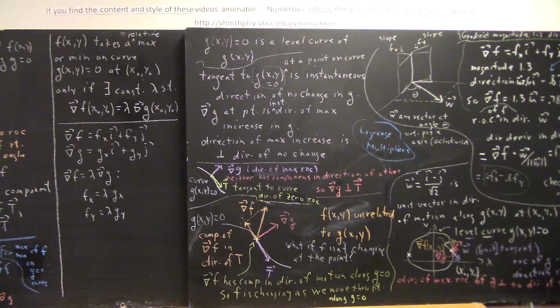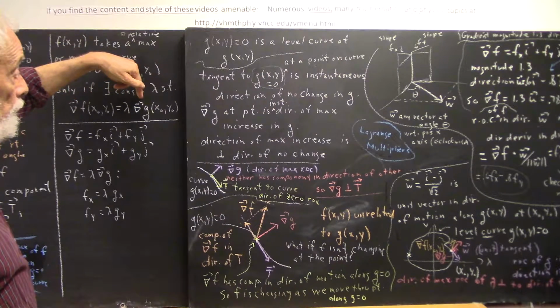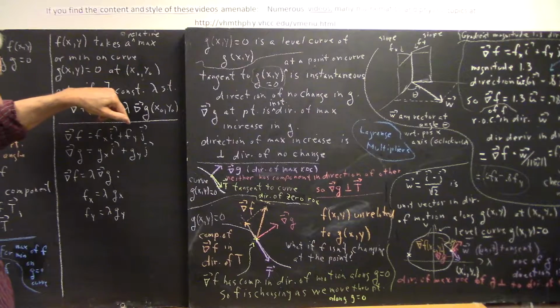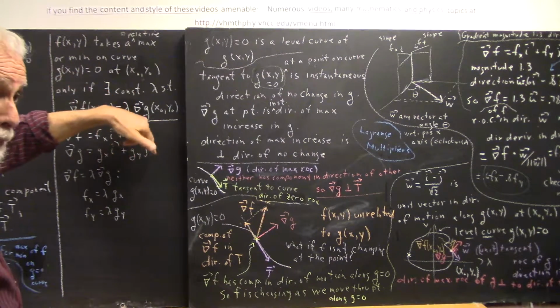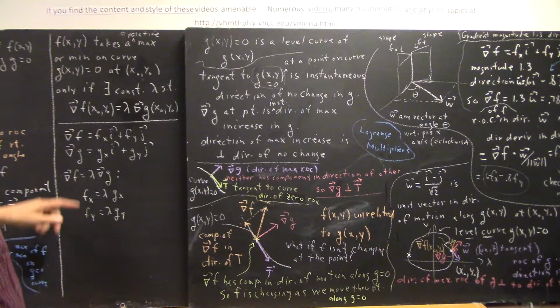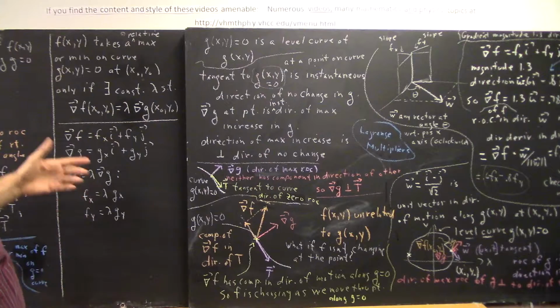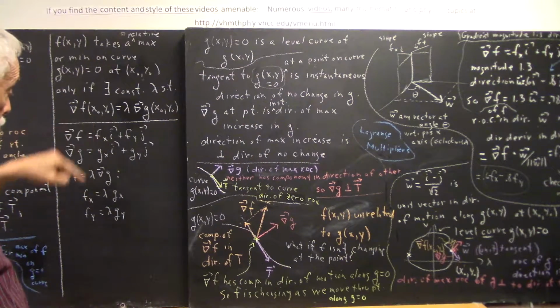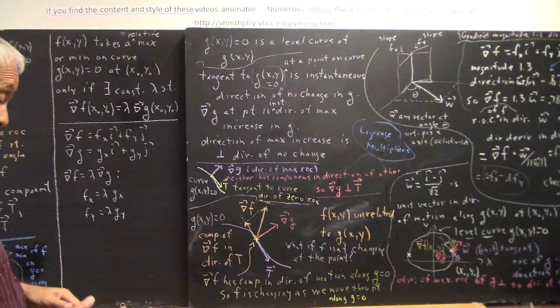Now the condition del f equals lambda del g. Well, del f is fx times i plus fy times j. Del g is gx times i plus gy times j. So that del f equals lambda del g just means that lambda times gx has to equal fx, and lambda times gy has to equal fy.